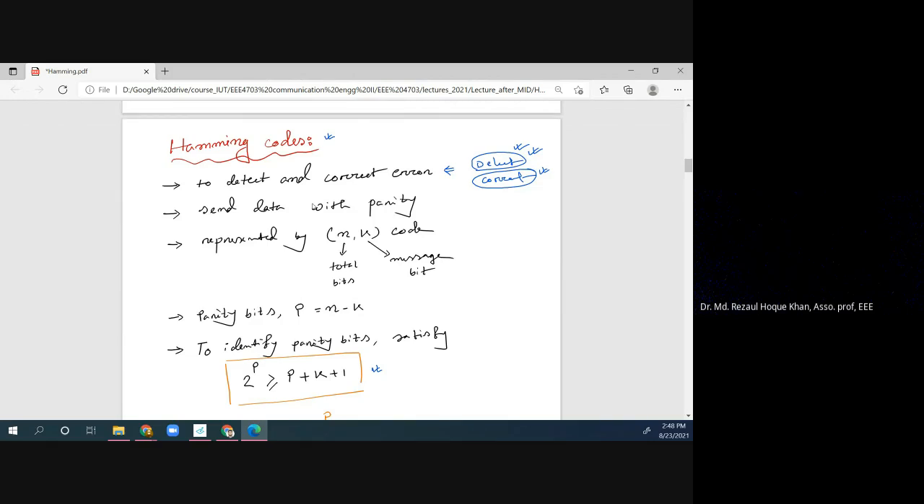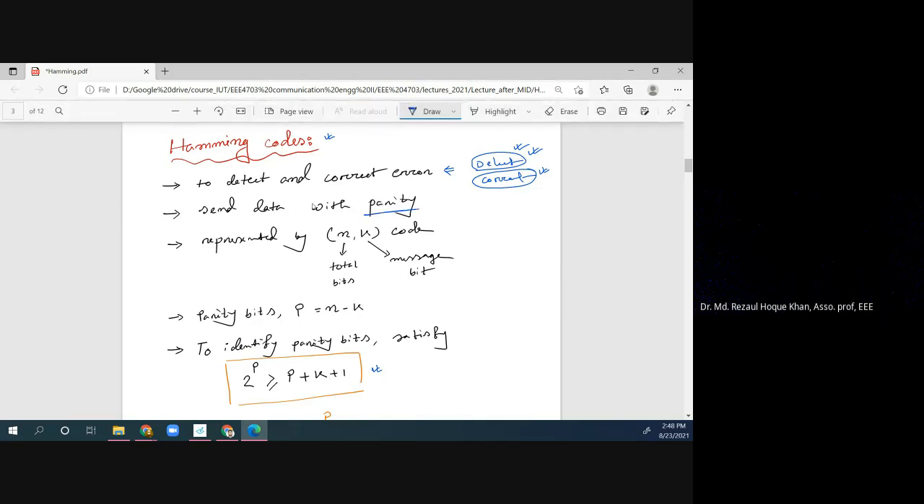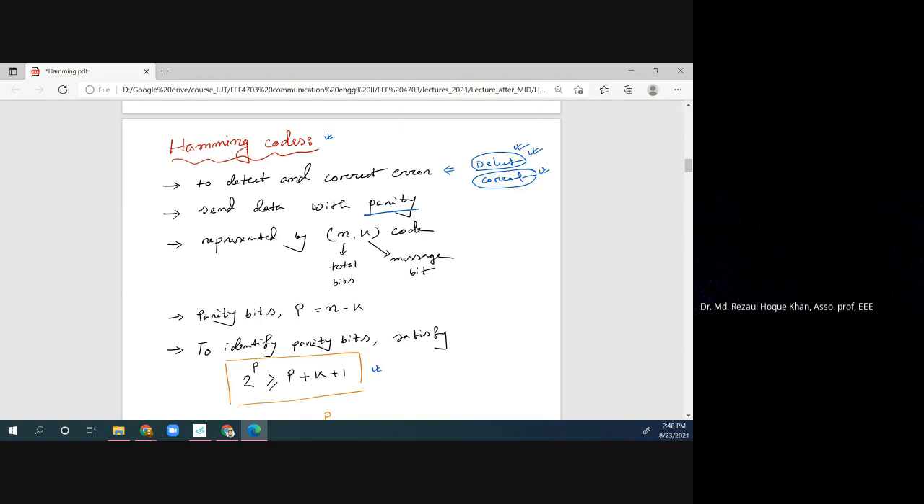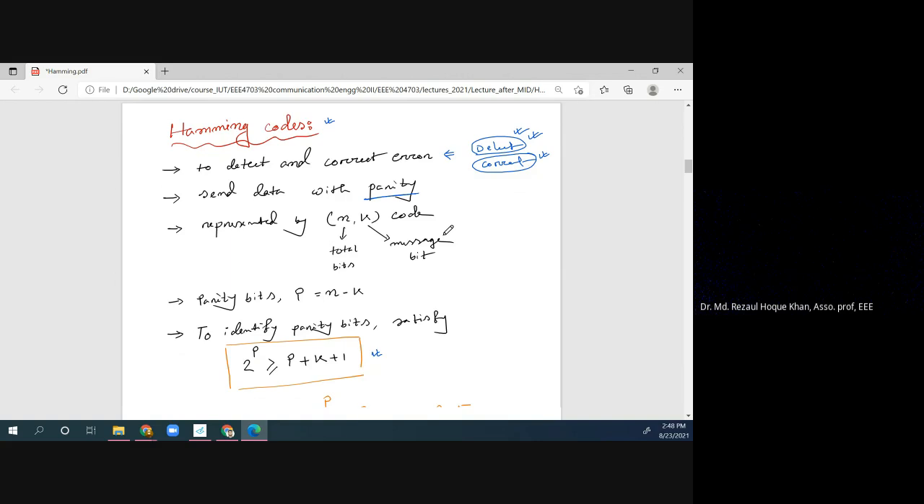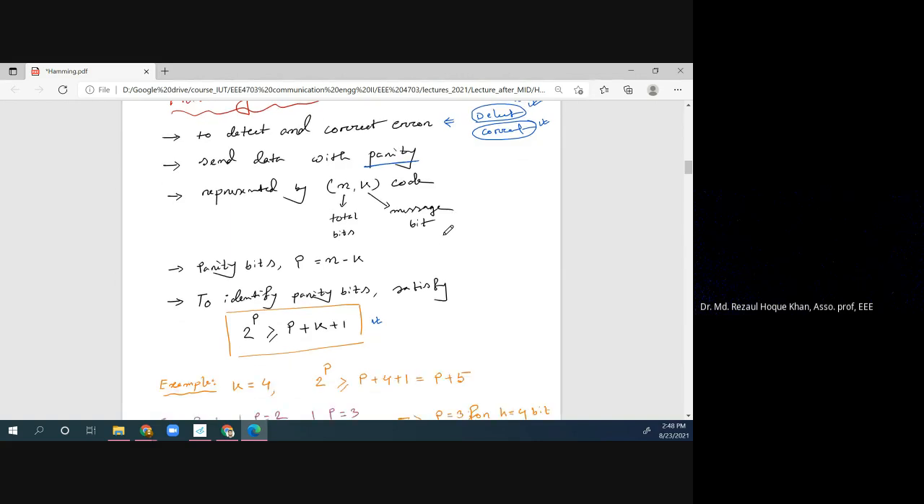Okay, so Hamming code can do both, detect and correct. What it does is use parity. This is very familiar, also covered in electronics: even parity, odd parity. Probably in your second year. We'll see now how a Hamming code is represented. It's represented by an N and K notation. N is the total number of bits and K is the message bits. So the rest of the bits are parity bits, isn't it?